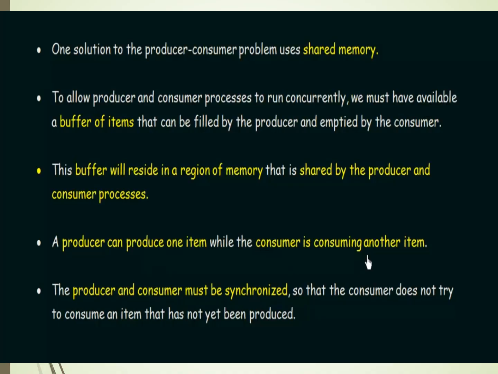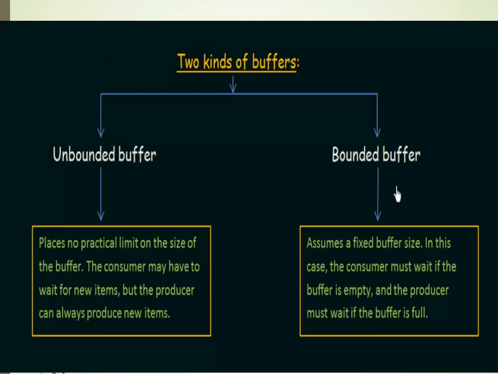The solution is we can go with a counter, using a shared memory. The buffer will reside in a region of memory that is shared by the producer as well as the consumer, when the producer produces one item while the consumer is consuming another item. That is the solution given for the bounded buffer problem, that is the producer consumer problem. Here we can go with two kinds of buffer, one is unbounded, another one is bounded. Unbounded buffer means there is no limit for the buffer, whereas bounded buffer has some fixed limit. Here we can have two types of system calls, wake up and sleep.